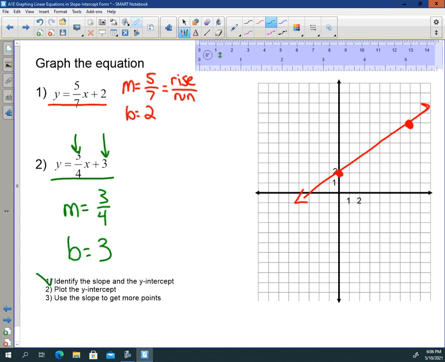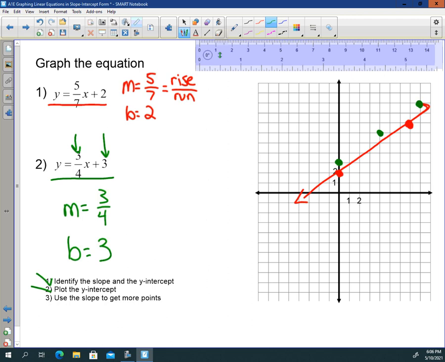Now we're going to plot the y-intercept, and we know that this line crosses the y-axis at 3. So 1, 2, 3 is where we put our point. Took care of that. And then we're going to use the slope to get more points. Well, the slope is the rise over the run, so we're going to go up 3 and to the right 4 from this point. Up 3, 1, 2, 3, and to the right 1, 2, 3, 4. And there you go. And can we do it again? Up 1, 2, 3, and to the right 1, 2, 3, 4. Sure, we can still fit.